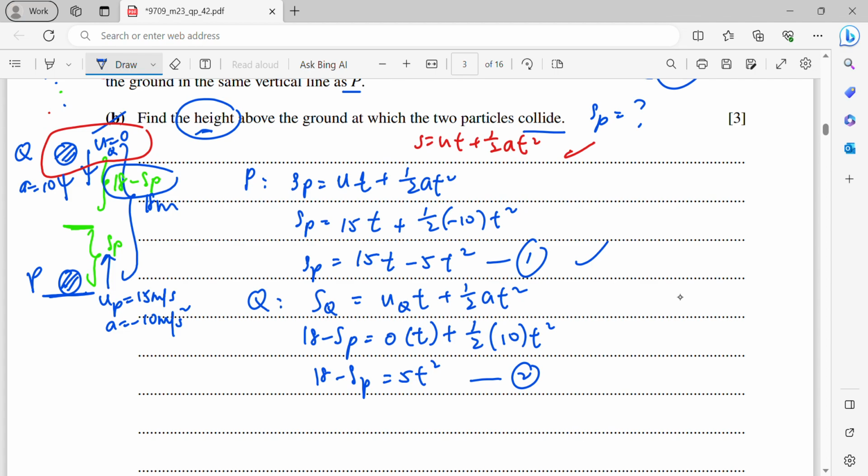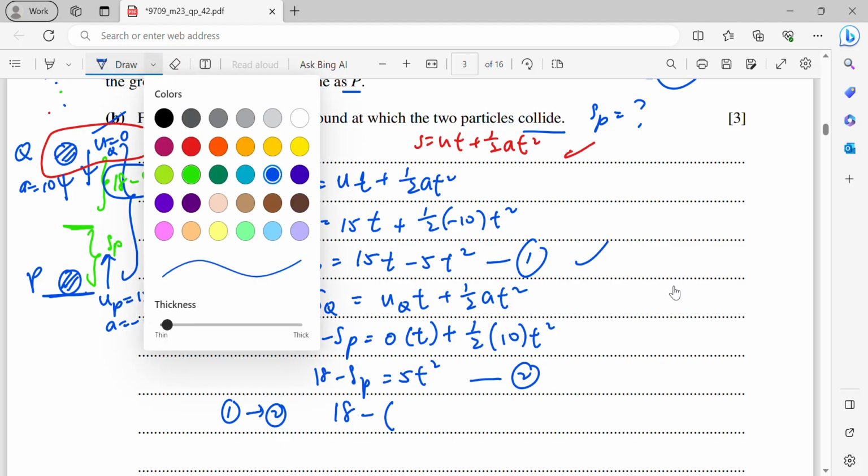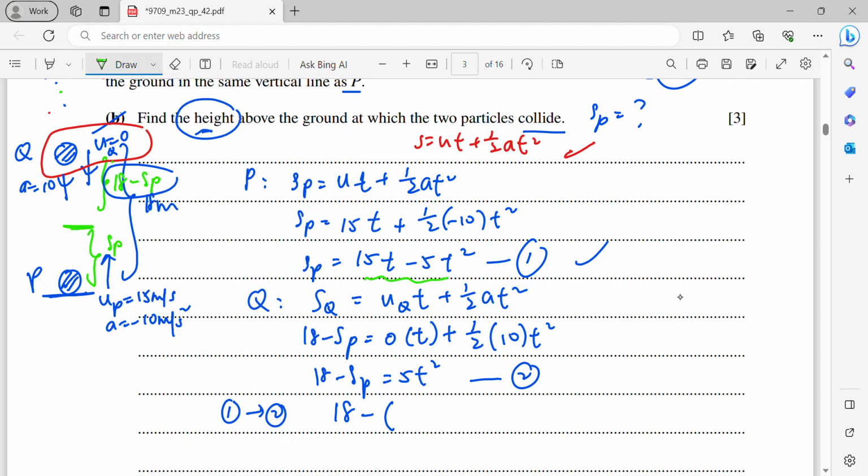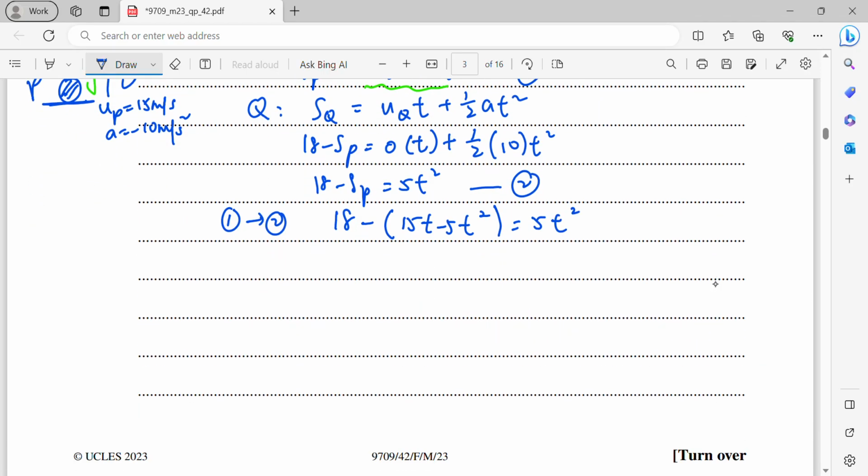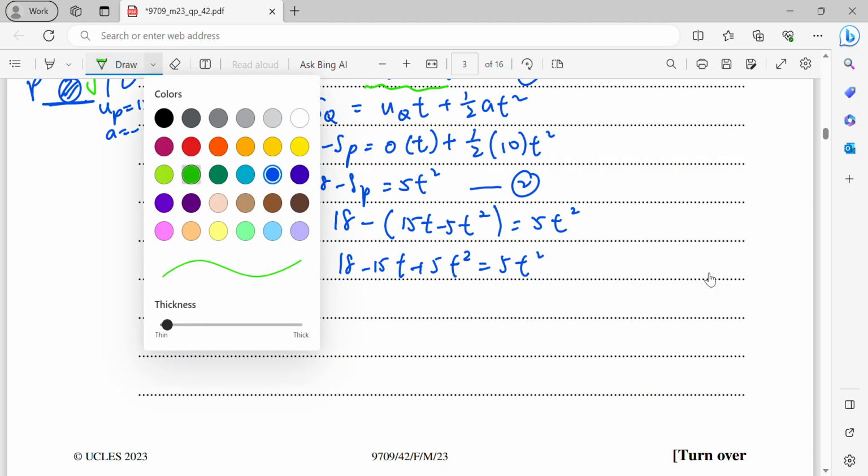Now I will substitute the first equation into the second equation because I have the SP there. So first into second, I will get 18 minus, my SP will be replaced by the right hand side of the first equation. So it will be 15T minus 5T squared. That is my SP. Then the right hand side equals to 5T squared. Okay, then now I will open the brackets. So it will be 18 minus 15T plus 5T squared, that equals to 5T squared. Then the 5T squared from both sides can be cancelled off.